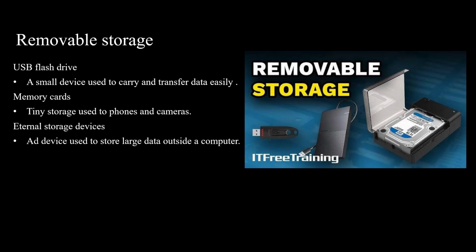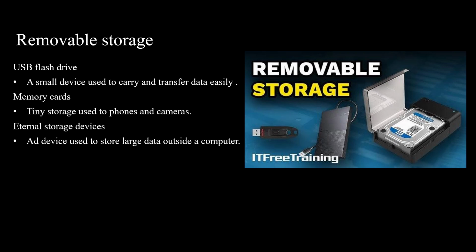Next one, information representation. Now let's move to data representation. Computers store all information in binary, using only zeros and ones. Encryption protects data from unauthorized access. Images and audio are stored digitally. And compression helps reduce file size while saving storage space.